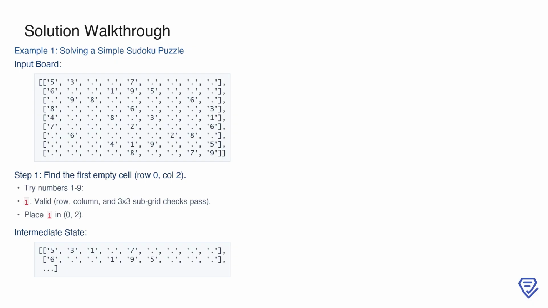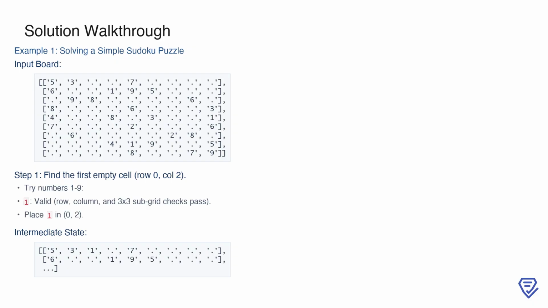Here, we begin solving a simple Sudoku puzzle. The given board has some cells pre-filled, and others are empty, represented by dots. Our approach starts by identifying the first empty cell, which is located at row 0, column 2.